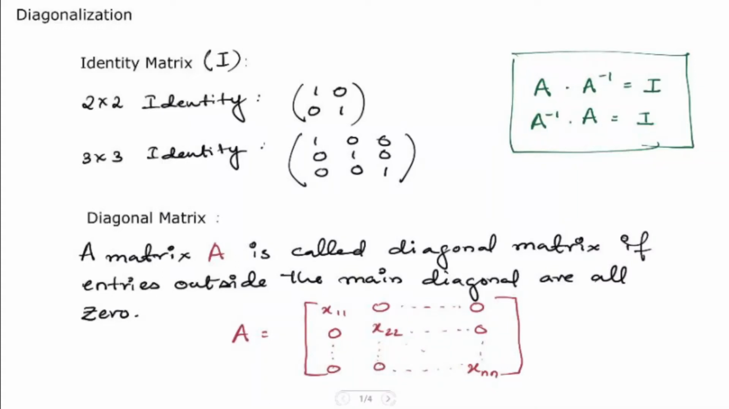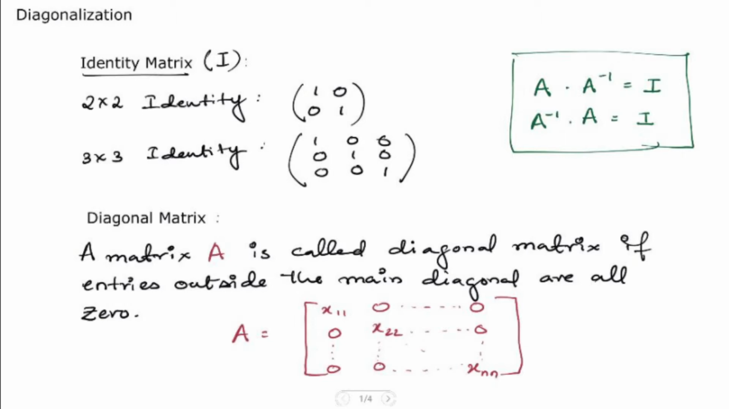Hello everyone. Today our topic of discussion will be diagonalization. But before we head ahead into more details, let's look into some of the basics of it. So at first, let's discuss what is identity matrix.